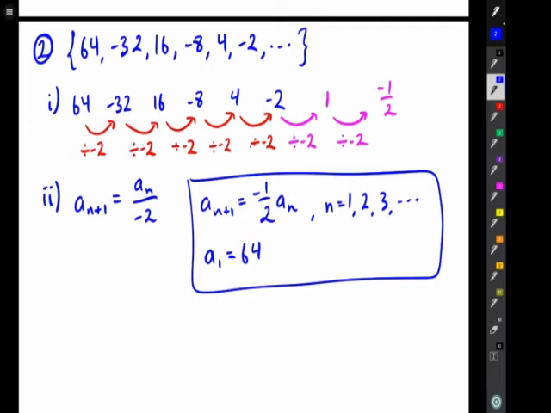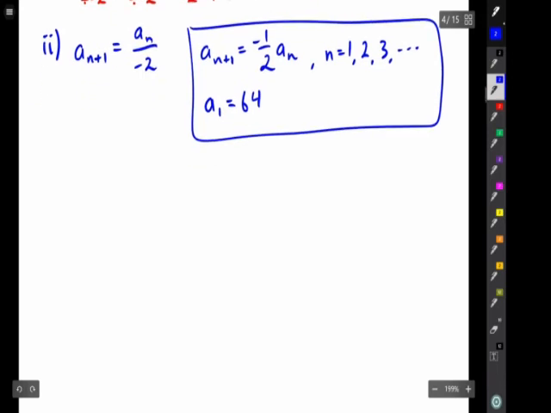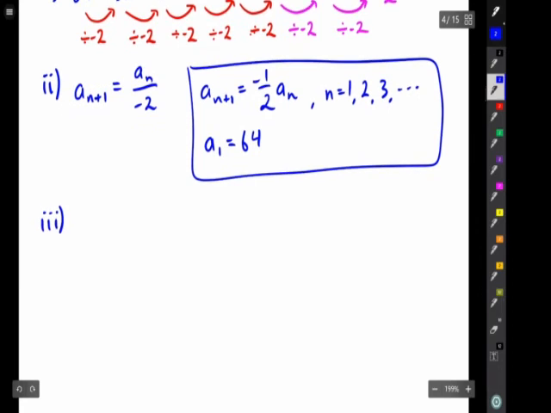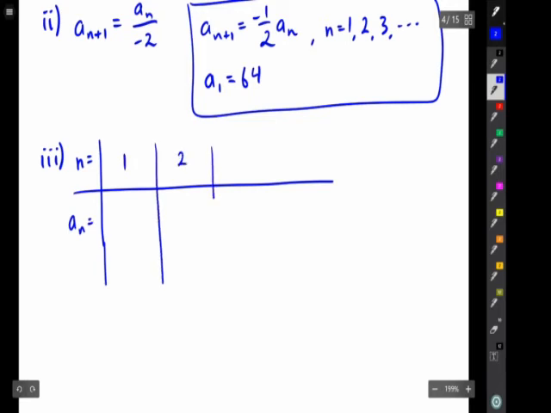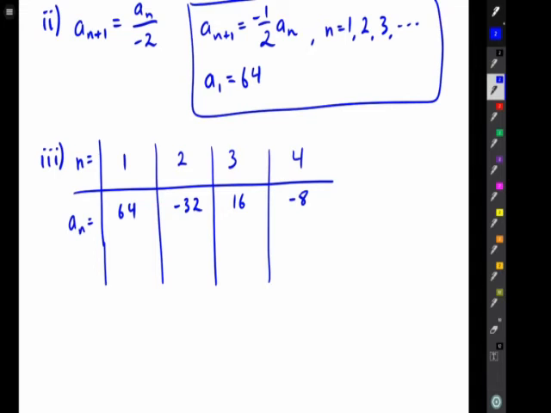Now, again, let's look at finding an explicit formula for this. So again, I'm going to continue drawing this chart because I think it's really quite helpful, at least for me. 1, 2, 3. Let's look at the first 4 here. So looking at our first 4, we have 64, negative 32, 16, negative 8. Okay, so let's look at what we're doing.